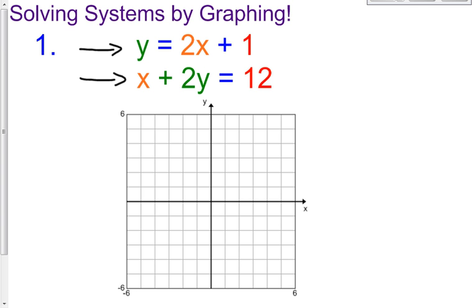So for number 1, the very first equation, y equals 2x plus 1. Let's graph this line right now. Y equals 2x plus 1. So you see that the y-intercept is at a positive 1. You're going to go up 1. And then the slope is 2 over 1. So a rise of 2 and a run of 1. Right here we can draw our straight line.